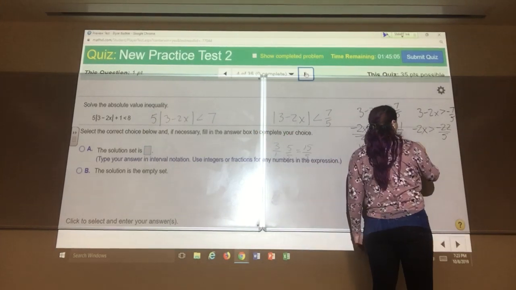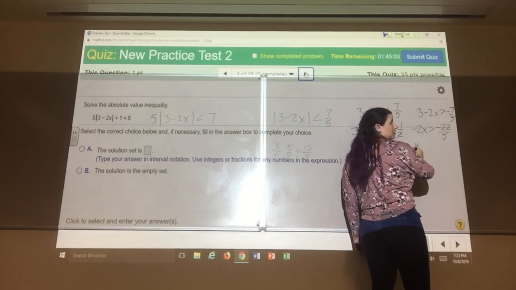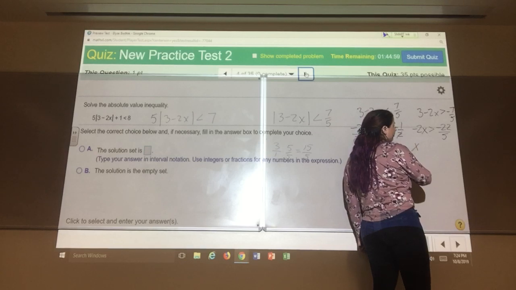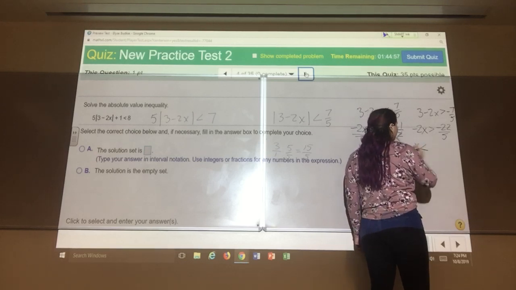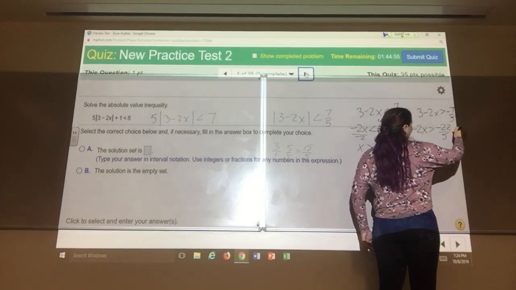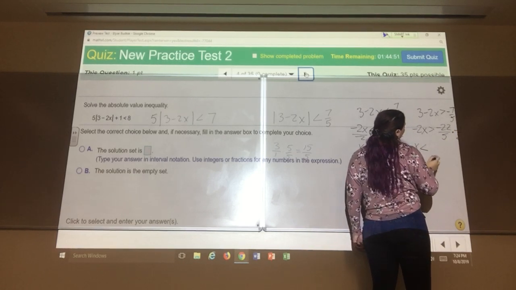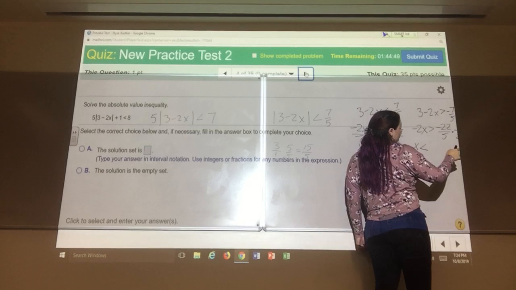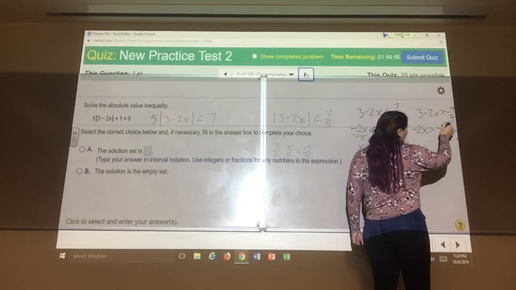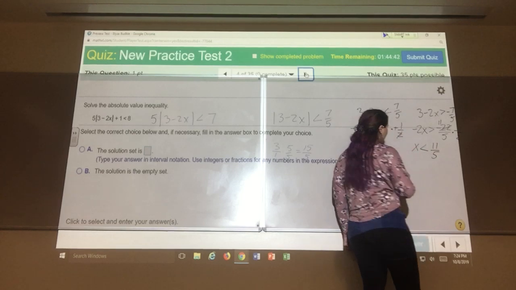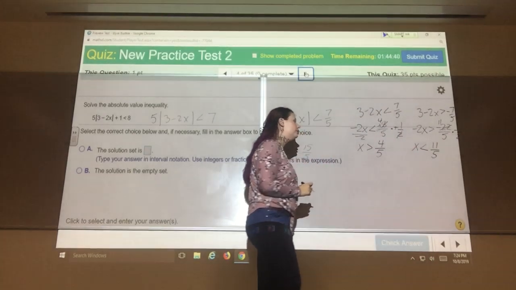So that means we have x is what? Less than. We got to flip. And we're multiplying by -1/2. So the negatives cancel. The 2 cancels. So that leaves you with just 11 over 5. So those are our 2 numbers.